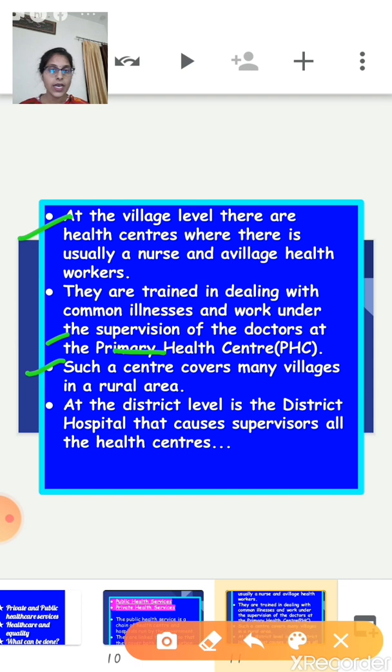As I said, public health services are run by the government. So this kind of service and hospital we have seen in both the urban areas and the rural areas. They work in both areas. Such a center covers many villages in the rural areas. Now if you talk about the district level, at the district level there are district hospitals, right? They supervise all the health centers.